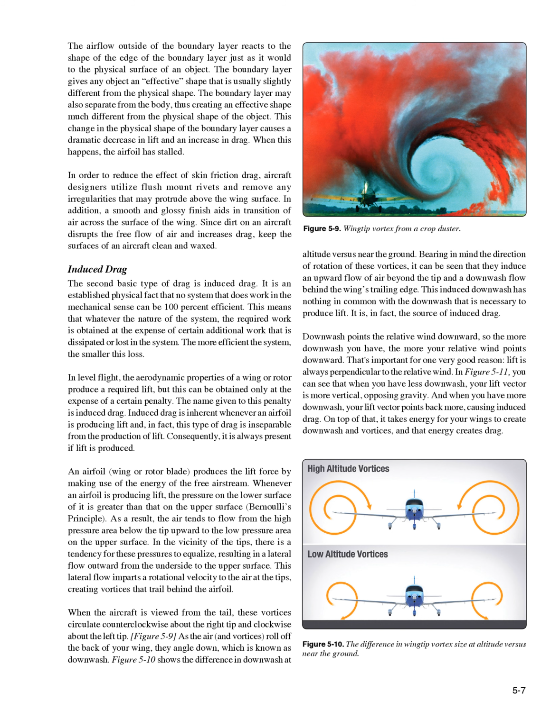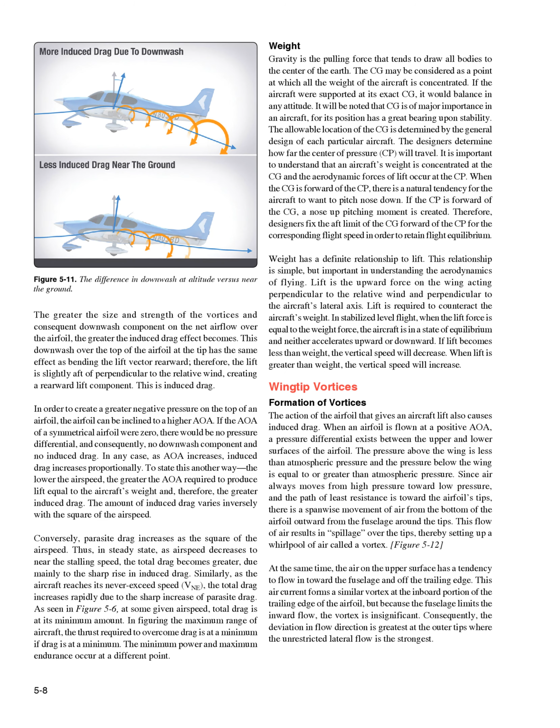Downwash points the relative wind downward, so the more downwash you have, the more your relative wind points downward. That's important for one very good reason: lift is always perpendicular to the relative wind. In figure 5.11, you can see that when you have less downwash, your lift vector is more vertical, opposing gravity. And when you have more downwash, your lift vector points back more, causing induced drag. On top of that, it takes energy for your wings to create downwash and vortices, and that energy creates drag. The greater the size and strength of the vortices and consequent downwash component on the net airflow over the airfoil, the greater the induced drag effect becomes.